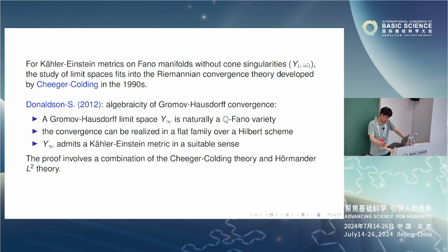The convergence can be realized in a flat family over the Hilbert scheme, with Y infinity the limit of the Kähler-Einstein metrics in a suitable sense. So the upshot is that this Q-Fano variety is an algebraic variety. So everything is algebraic. The singularity is also algebraic.